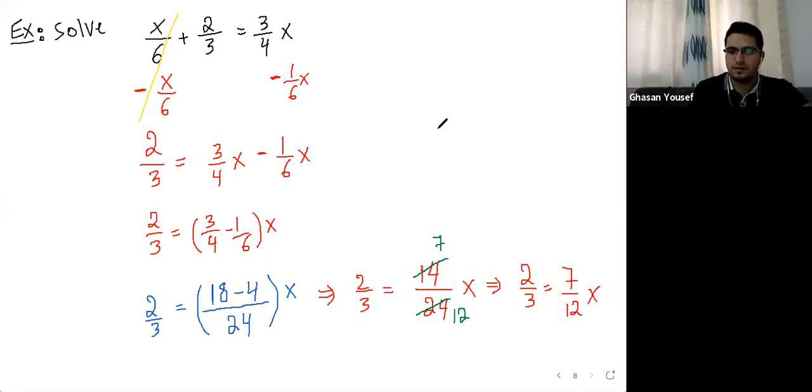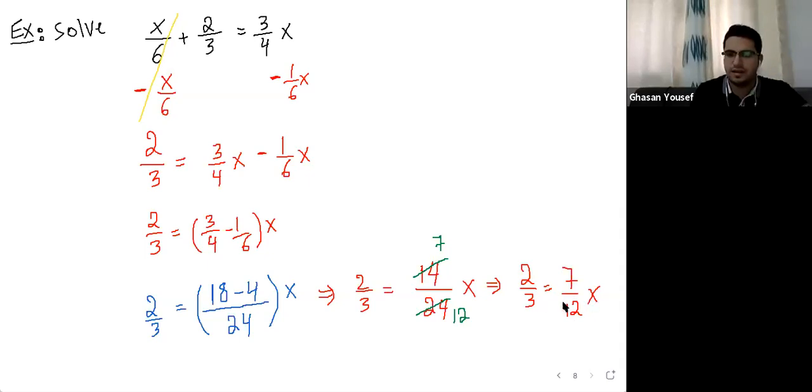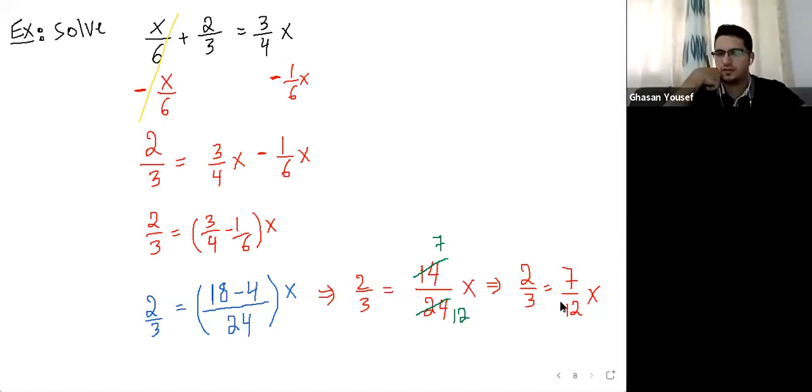Now, how can I remove the 7 over 12? What should I do now to get the x only? What is the step now? 2 over 3 equals 7 over 12 x. I need x equal. You divide, dividing by 7 over 12. This is correct. Dividing by 7 over 12, or multiplying by the reciprocal.